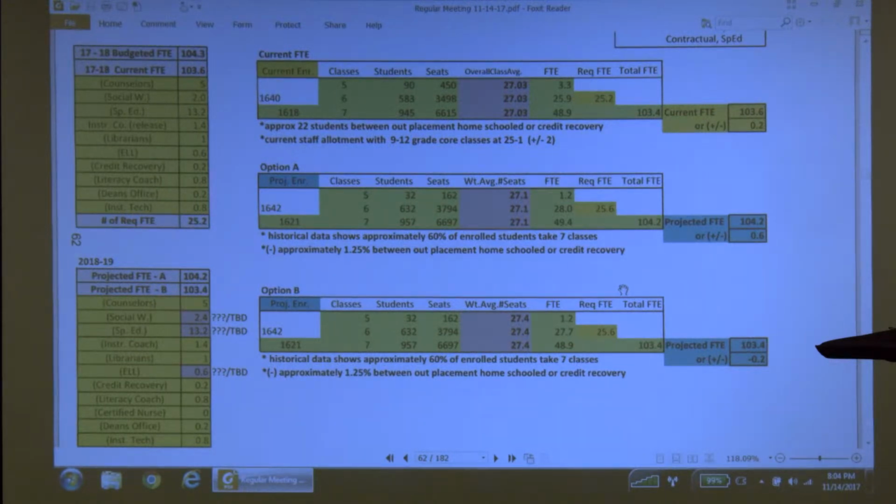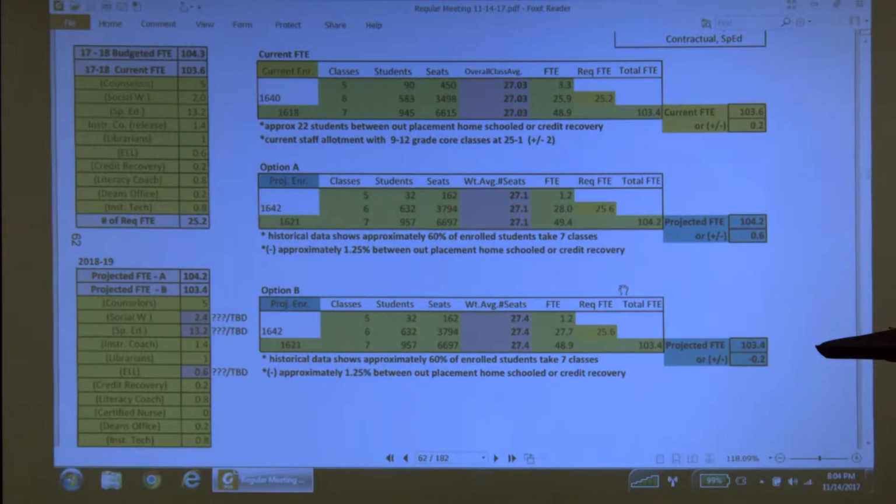So when you add those 3 up with the 25.2 that were from the chart on the left, it says we should have approximately 103.4 FTE. If you look at our current staffing, we're at 103.6. So only went 0.2 over what our projection should be.